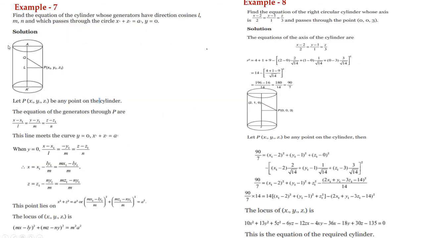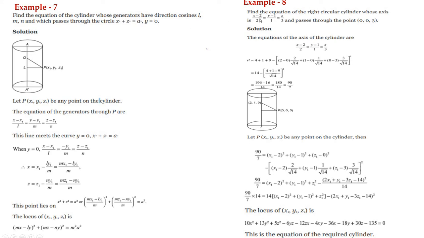Then the next one, find the equation of the cylinder whose generators have direction cosines l, m, n and which passes through the circle. Now let P(x1, y1, z1) be any point on the cylinder. The equation of the generator through P with l, m, n given, and when y equals 0, this is what we get, and as we did in the previous cases, the x value, y is 0, the z value can be obtained, and it is a point on this one, so you'll have to just substitute the x and y values, simplify, then find the locus. To find the locus, just drop the suffix and you get the locus.